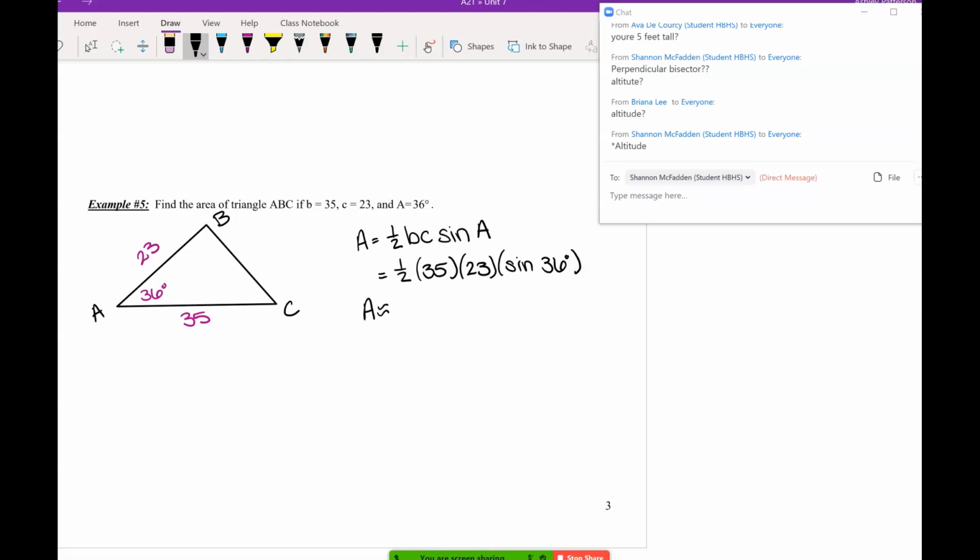236.6, and Colin added in the units squared. We are dealing with area. It's important that we have units squared. Nice. Okay, in the classroom, any questions on area? Okay, on Zoom, any questions on area?